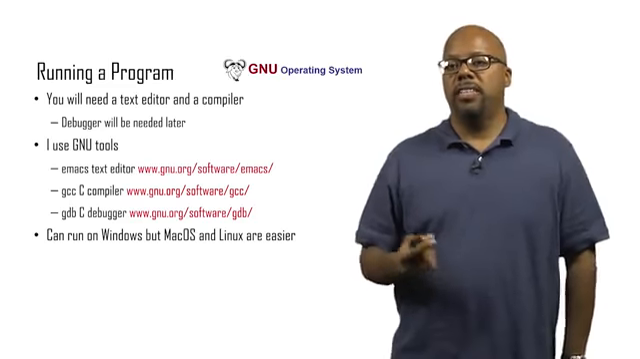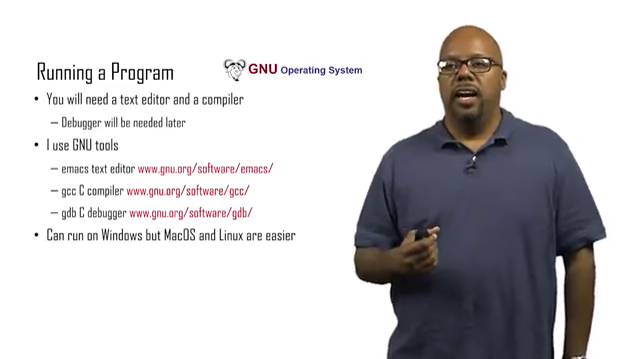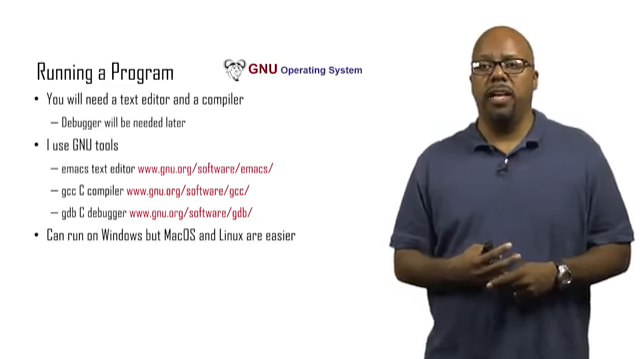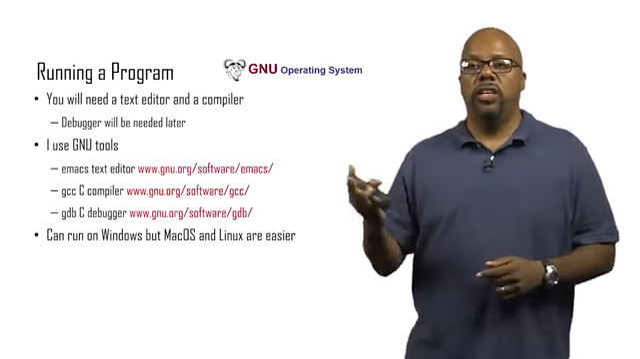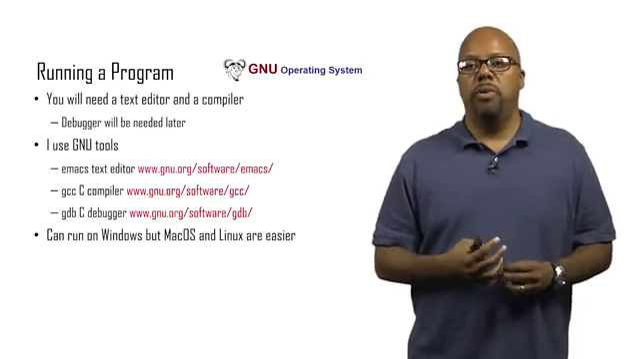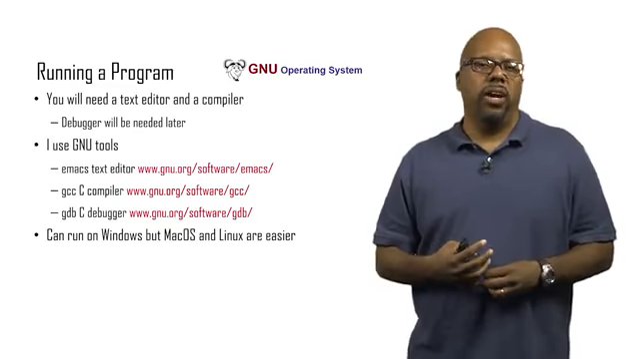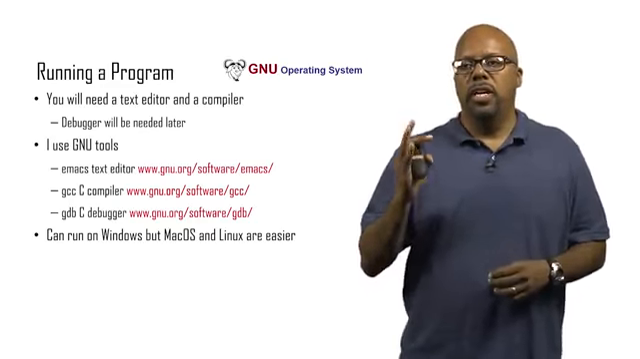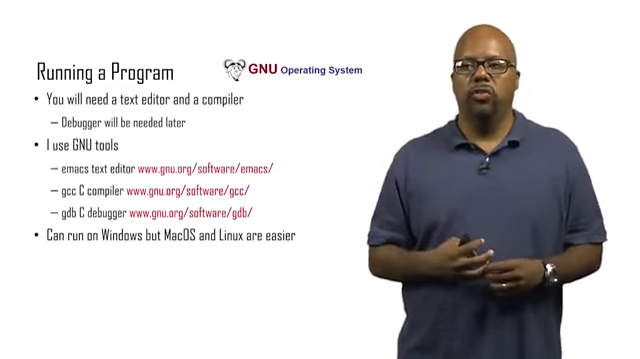The Emacs text editor, I always use that. That's just a text editor. You can type your code in there. Then GCC is the C compiler, which you're going to need. You can also download the debugger, GDB. Actually, we're not going to talk too much about the debugger, so you don't have to worry about that. But the text editor and the compiler are useful.